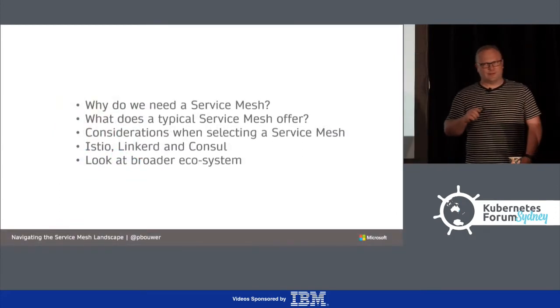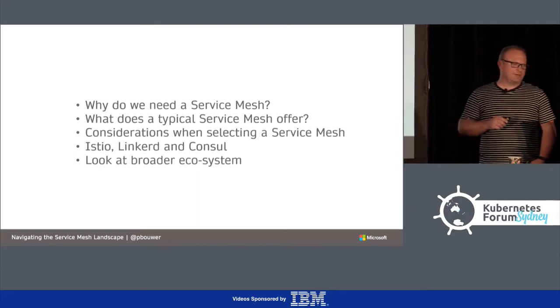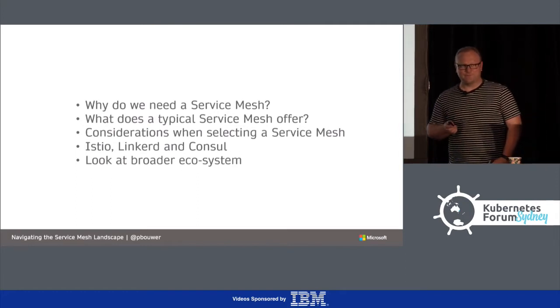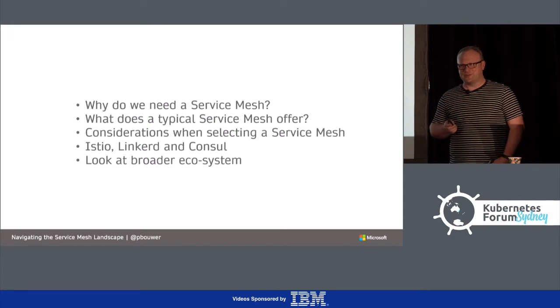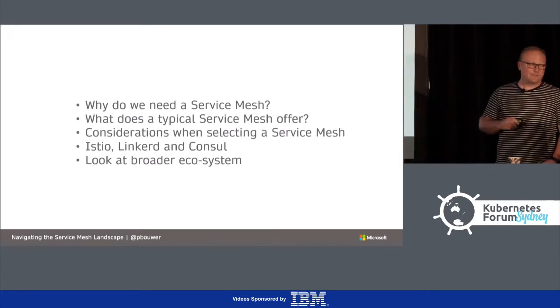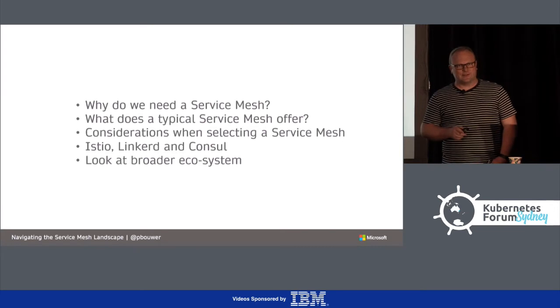So at a high level, the topics we're going to cover this afternoon are: why do we need a service mesh? What does the service mesh offer? Why should you be interested in it? And when you actually select a service mesh, what are the things that you should be considering? It's a hint, it's not only the feature set. And then we're going to look a little bit more closely at the three main meshes that are out at the moment. So that's Istio, Linkerd, and Consul. And then we're going to take a very brief look at the broader ecosystem and some of the other things you should be keeping an eye on.